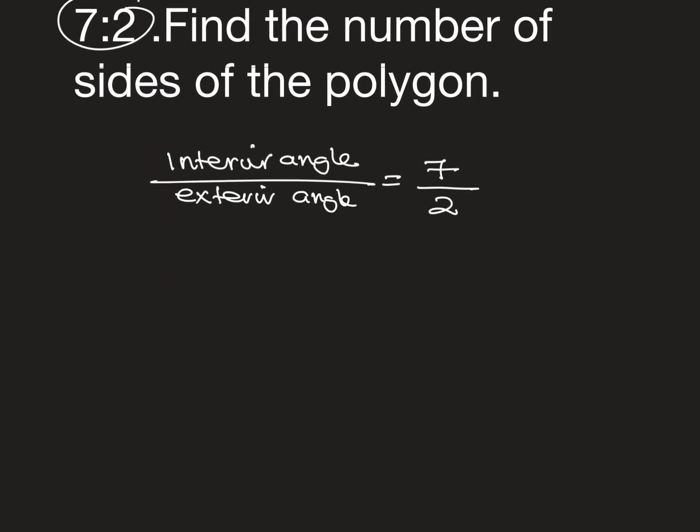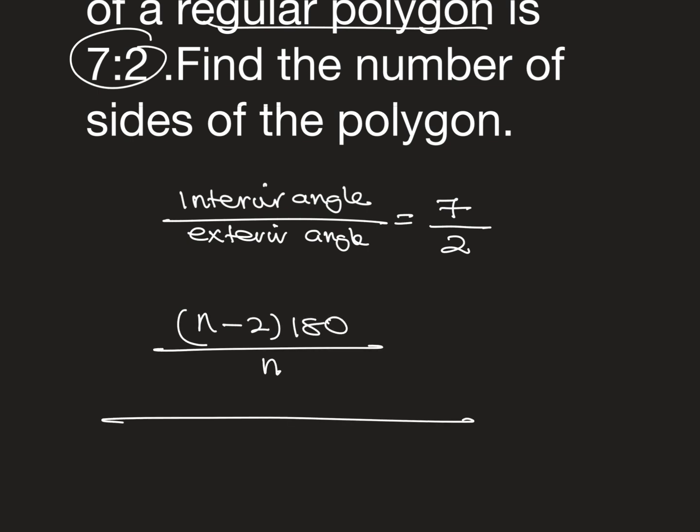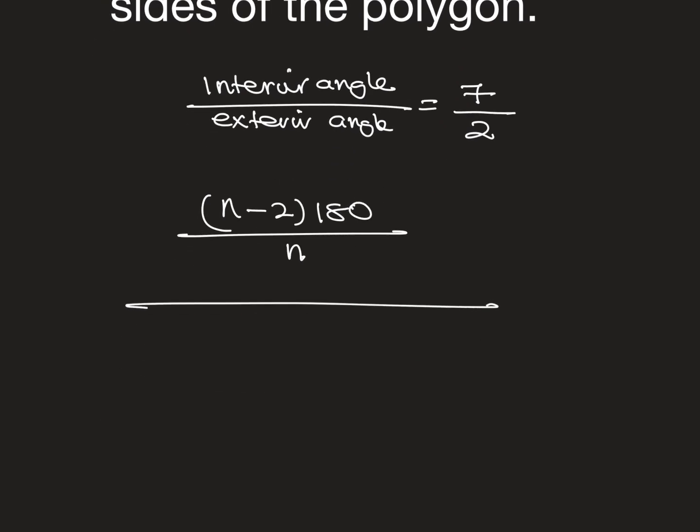How do you find the number of sides of the polygon? Well, we are referring to the same polygon, whose interior and exterior angles have a ratio of 7/2. So what can we do with this? What is the formula for each interior angle? It is n minus 2 multiplied by 180 divided by n. So that is going to be divided by each exterior angle. Each exterior angle is 360 all over n. This is what is going to be equal to 7/2.